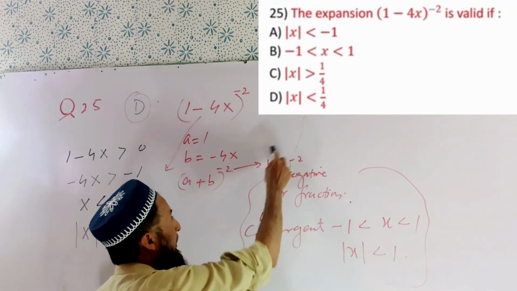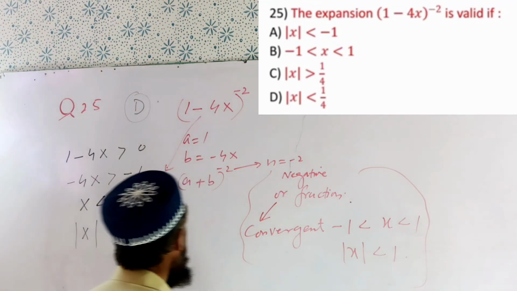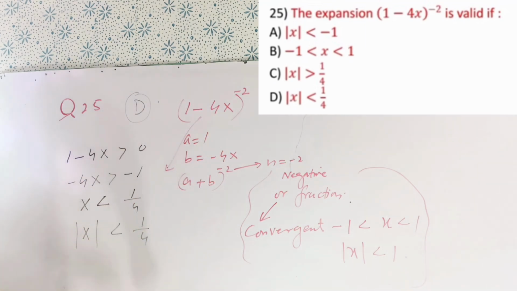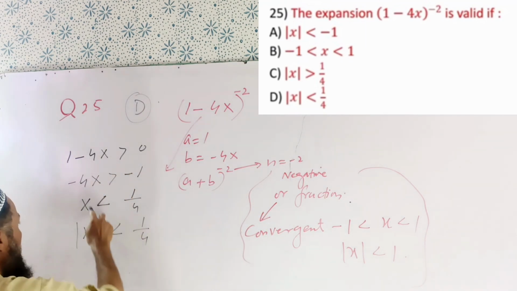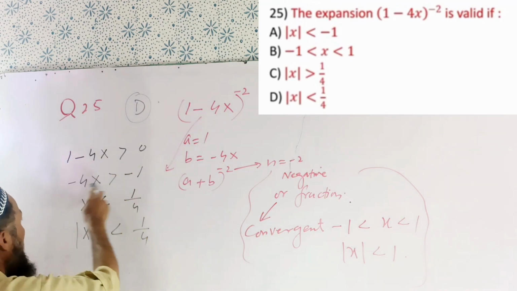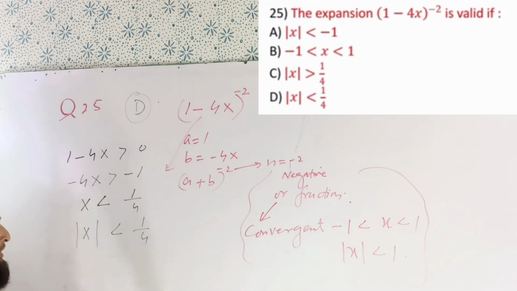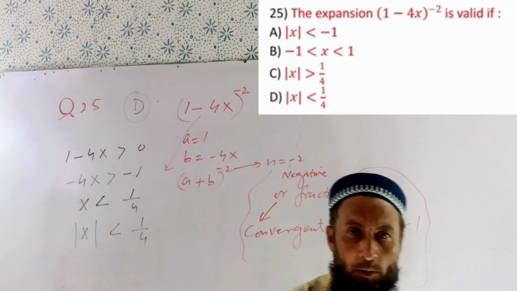So when the power is negative or a fraction, this series is convergent, and 1 minus 4x must be greater than 0. So we add 1 to both sides, and dividing both sides by a negative sign, the inequality sign will also be changed. So dividing by minus 4 we get 1 over 4. Absolute x must be positive, so this will also be positive.